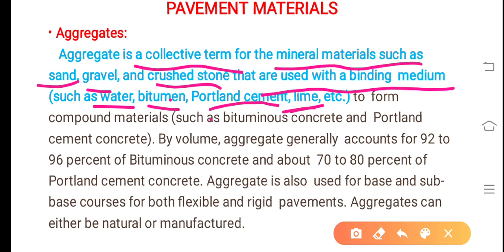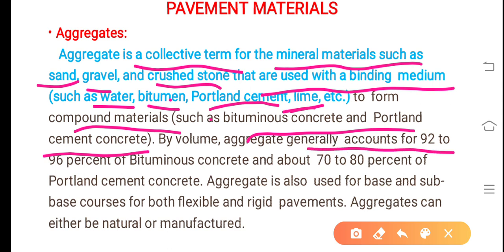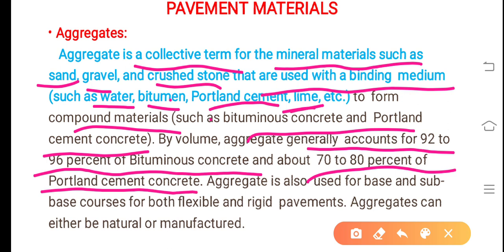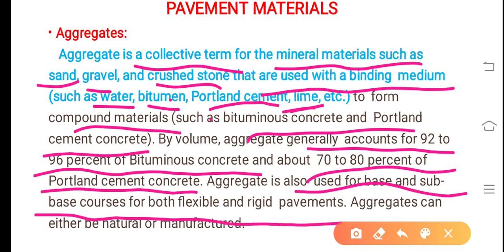To form compound materials such as bituminous concrete and Portland cement concrete, by volume, aggregate generally accounts for 92 to 96% of bituminous concrete and about 70 to 80% of Portland cement concrete. Aggregate is also used for base and sub-base courses for both flexible and rigid pavements. Aggregates can either be natural or manufactured.